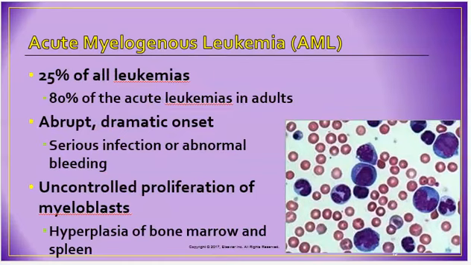Now, AML is 25% of all leukemias, 80% of the acute leukemias in adults. That's pretty profound. It's abrupt, it's dramatic. They can have a serious infection, or they can just be bleeding abnormally. How would we know that? Look for bruises. Look for when they brush their teeth. Look when they urinate, as is the blood in the stool. And you've got tons and tons of myoblasts. Take a look at the slide. So the bone marrow and the spleen are growing.